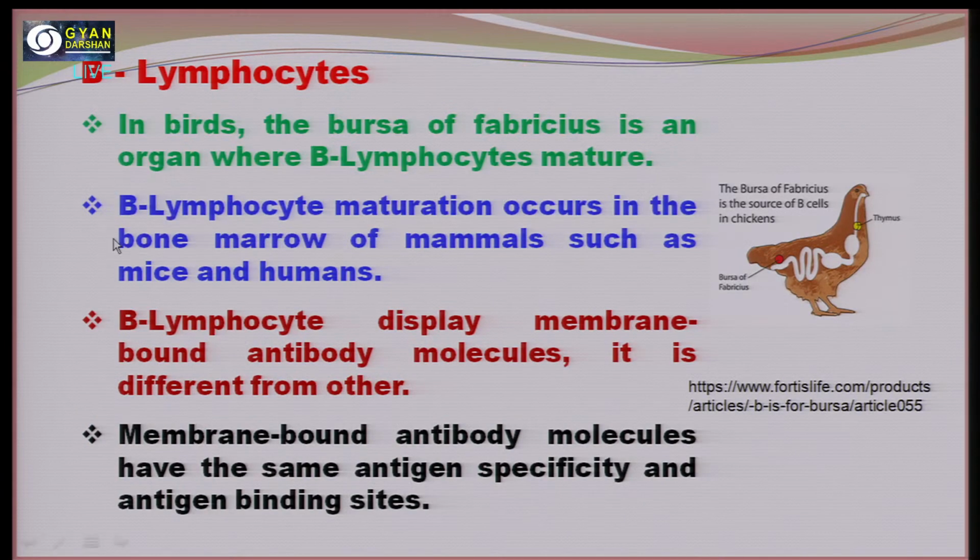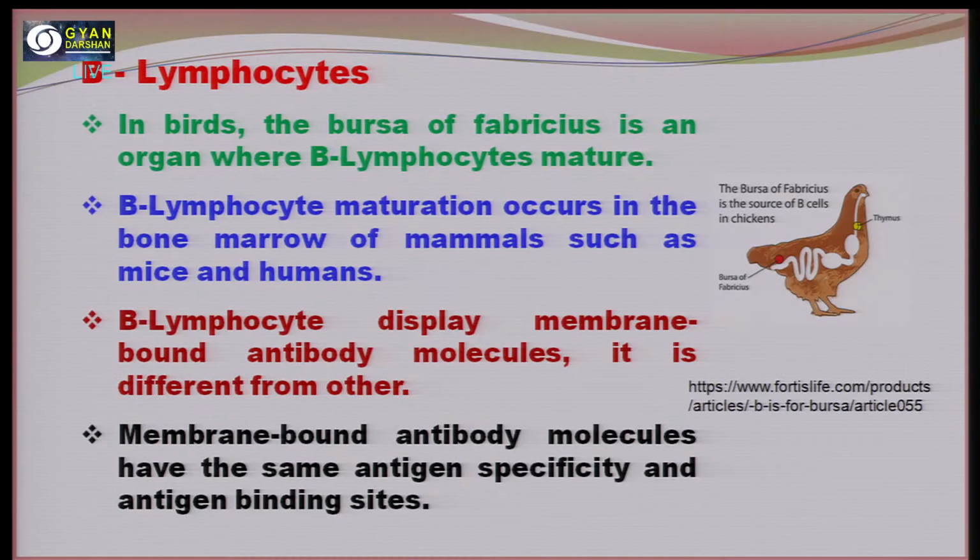Before discussing the humoral and cell mediated immune responses, we need to discuss the B lymphocyte and T lymphocyte. According to the name B, in birds the bursa of Fabricius is the organ where the B lymphocyte matures. In mammals such as mice and humans, B lymphocyte maturation occurs in the bone marrow.